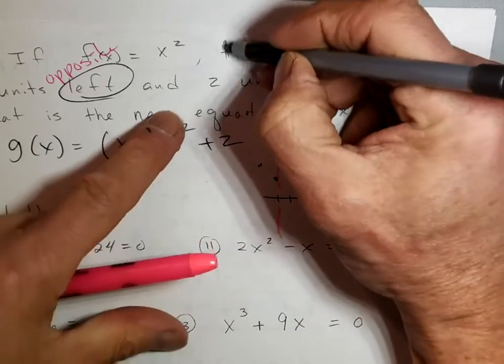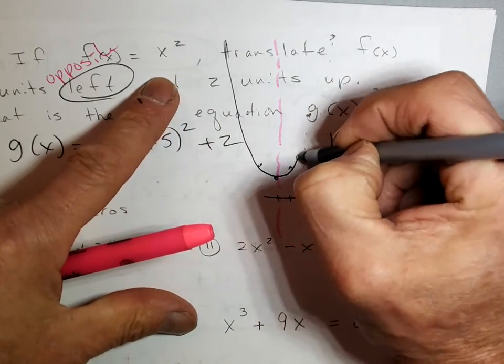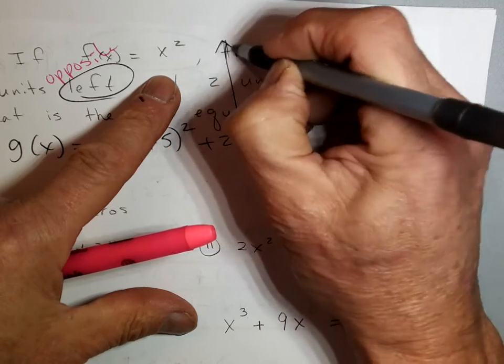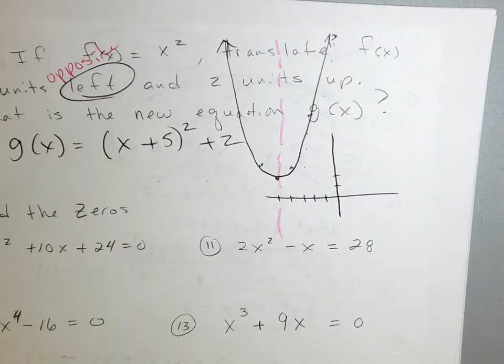You guys remember how to do a parabola? Worst case, you can pick up your calculator and graph it on your calculator, right? If you don't know how to graph it. All right, zeros.